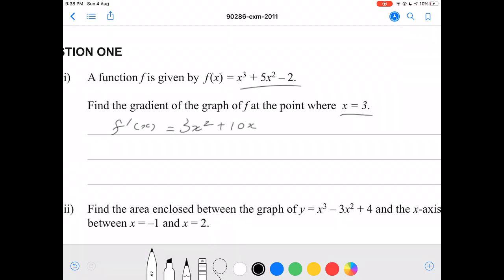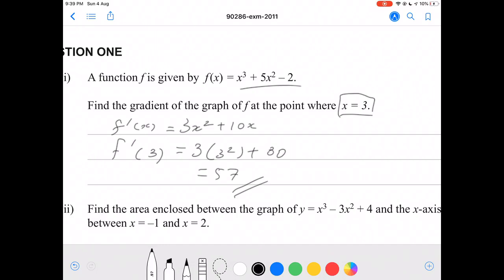At the point x equals 3, all you have to do now is substitute x equals 3. So f dash of 3, that just means I'm substituting 3 into the equation, equals 3 squared plus 30. And that should give you the answer of 57. That's all you need to do for a question like this. So basically, when it asks you to find the gradient of the graph at a point, you just differentiate and substitute the x point.